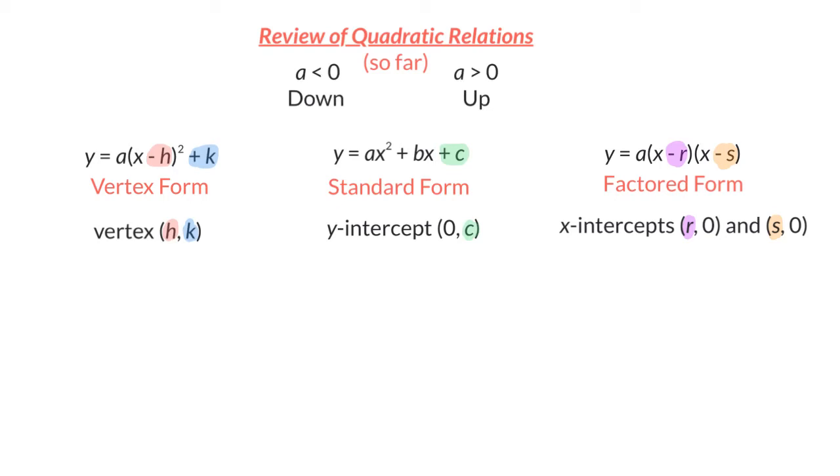And it doesn't matter what form the equation's written in, there's a value a in front. Whatever value a is tells you the direction of opening. So if a is a negative value, that means the parabola opens down. And if a is a positive value, that means the parabola opens up.